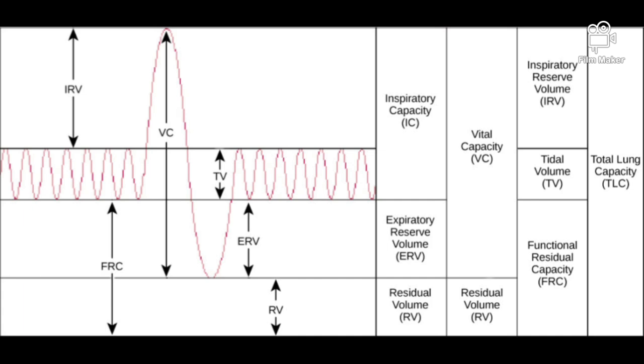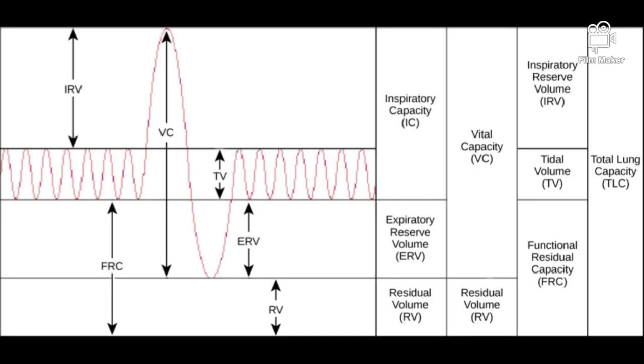The next capacity is the functional residual capacity, and we look at the graph. It is the summation of RV plus ERV. RV is the residual volume, and it is not participating in any of the cycles of respiration, and ERV is nothing but the excess of air that a lung can hold after the completion of a tidal volume. This ERV value is some 1000 ml, and this together is called the functional residual capacity.